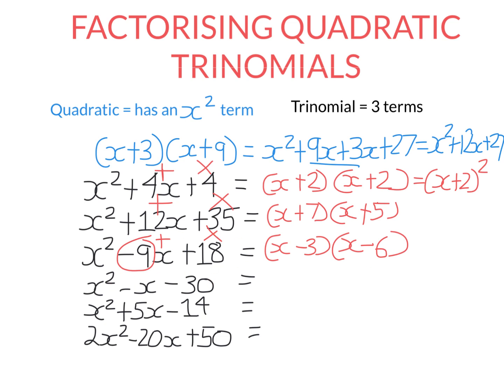So let's look at this example. These ones are a bit tougher where the constant term is negative. x squared minus x minus 30. It's still a quadratic trinomial. There's 3 terms, one of which is x squared. So we set up our brackets.